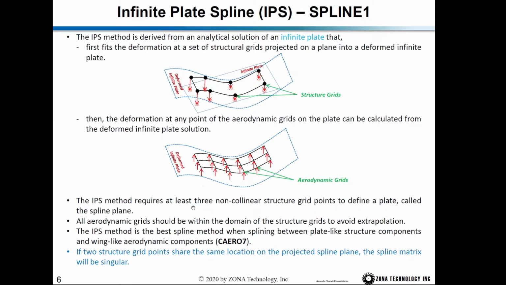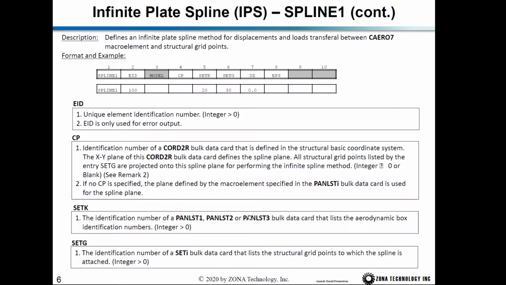And also, if two structural grid points share the same location on the projected spline plane, the spline matrix will be singular. In fact, in all the spline methods, you just cannot have 2 structural grid points that are too close. Okay.